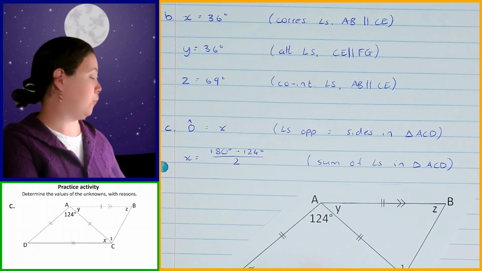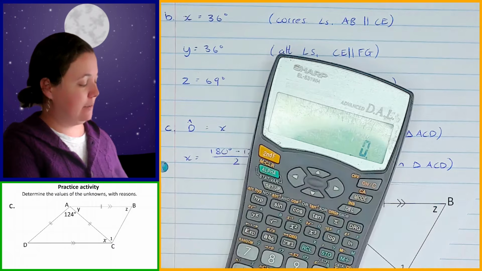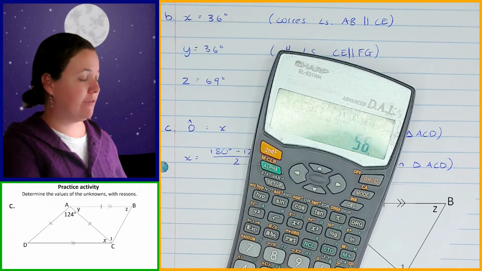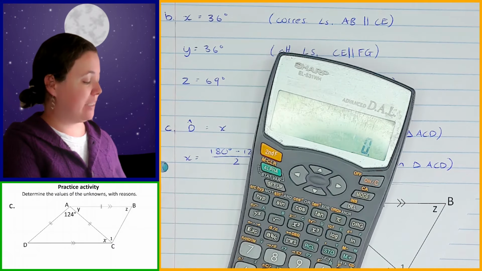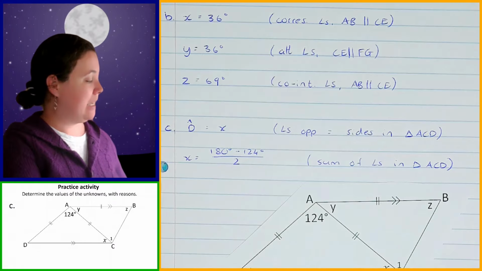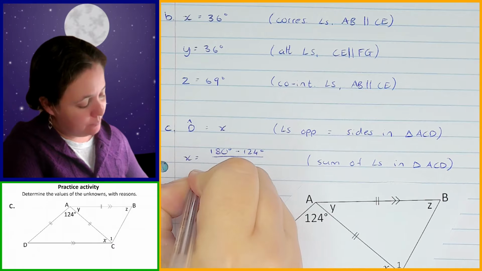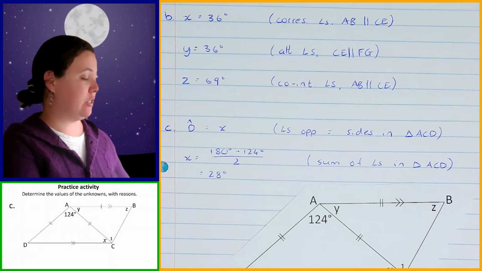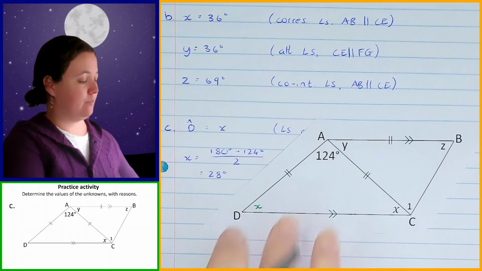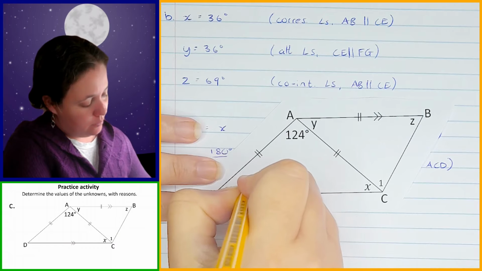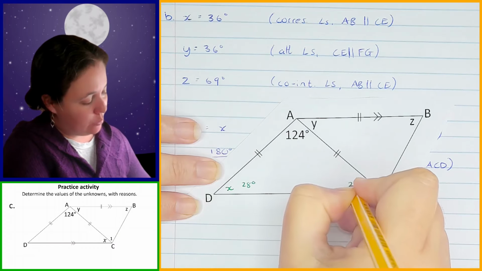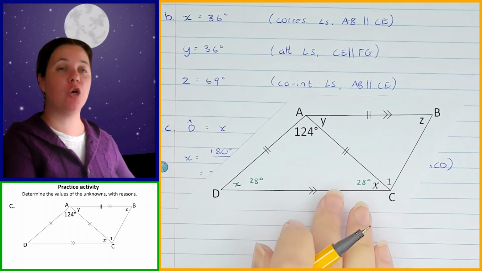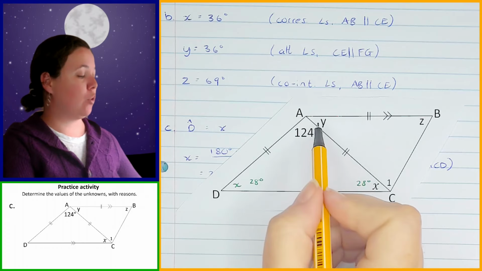Okay, so now I can go and work that out. So 180 minus 124 gives me 56, and then I divide that by 2 to get 1X, and that's 28 degrees. So X is going to be 28 degrees over here, and this one over here as well. Okay, so now I know what X is. Now we're going to go and work out what Y is.